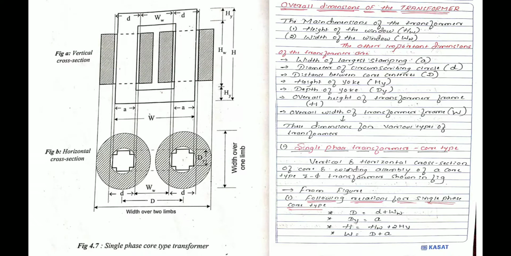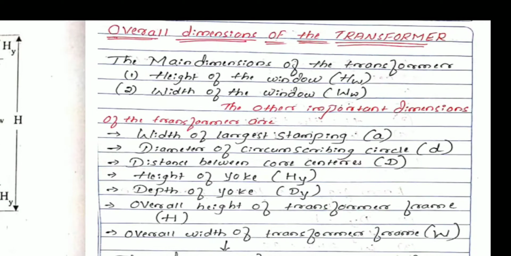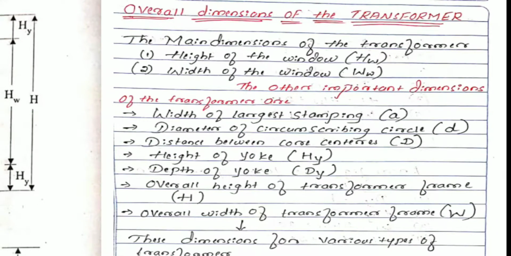See here, this is the overall dimensions of a transformer. There are two main dimensions, and we'll have a brief introduction about them. One is the height of the window, and the second is the width of the window. Window, as I've already discussed in the previous session, is nothing but the space for the accommodation of the primary winding as well as the secondary winding. So the main dimensions are the height of the window and the width of the window.